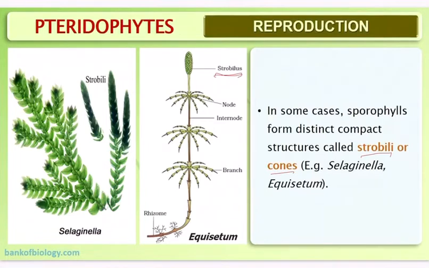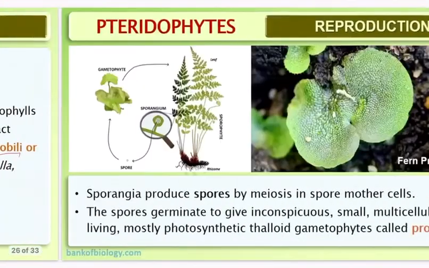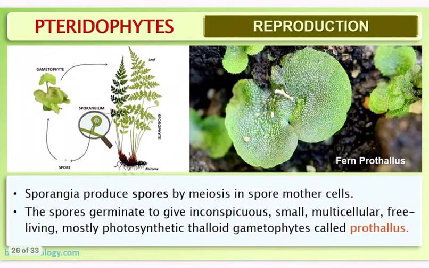In some cases, sporophylls form distinct compact structures called strobili or cones. Since they are cone-like structures, strobili. Examples are Selaginella and Equisetum. You can see the strobili. The strobilus is nothing but a distinct compact structure, meaning a very clear structure. And who is forming that? The sporophylls.